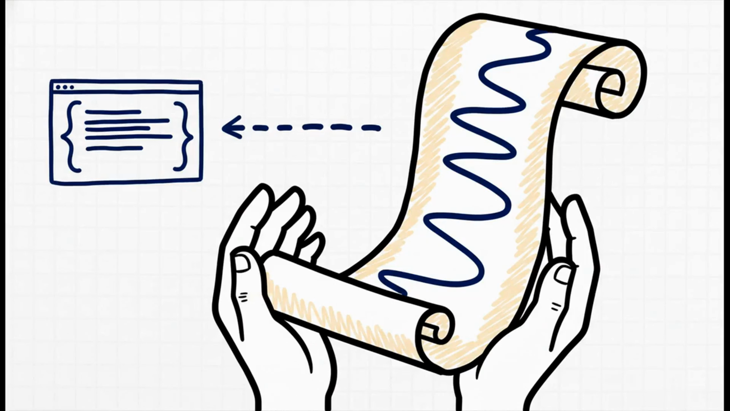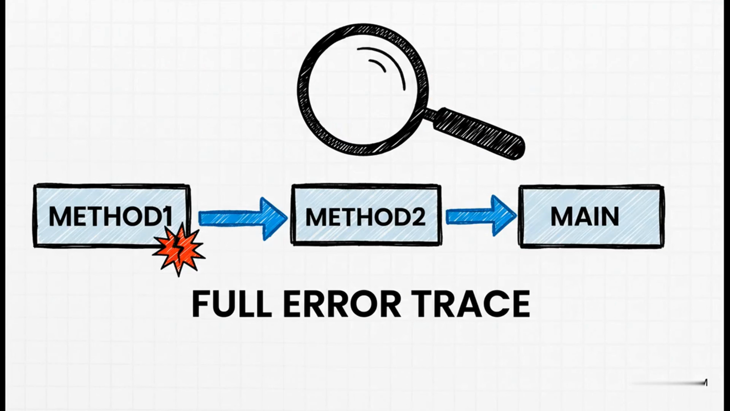So the best practice is incredibly simple. It's just one clean keyword, throw. Now let's look at the powerful result this simple command gives us when the exception is finally caught back in main. And this is why it's the gold standard. The stack trace tells the whole story. It clearly shows the error started in method 1, passed through method 2, and was finally handled in main. We have the complete, unabridged history, which makes finding the real problem so much easier.